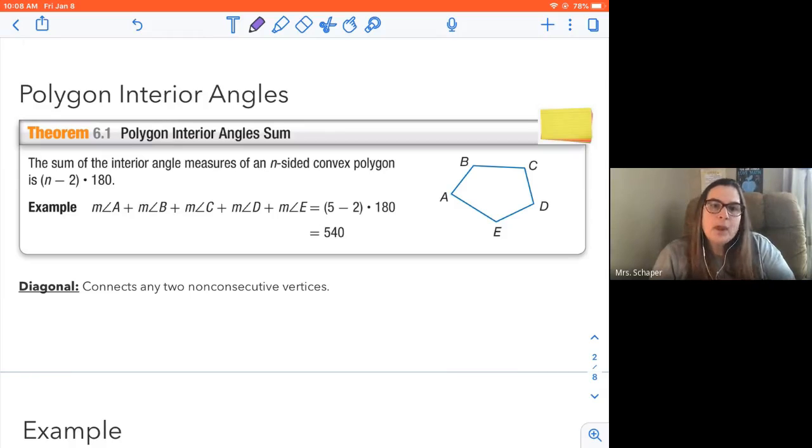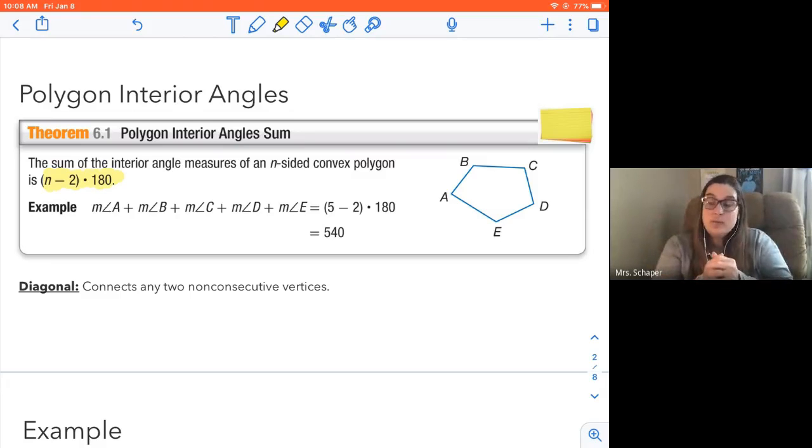So the first theorem we're going to be talking about is the polygon interior angles theorem. It's building on what you talked about in 7th grade about finding the total sum of the angles in a figure. The formula you're going to use is the number of sides minus 2 times 180. If it's a pentagon, as in the example here, you go 5 minus 2, that's 3. Take 3 times 180, and you get 540 degrees, okay?